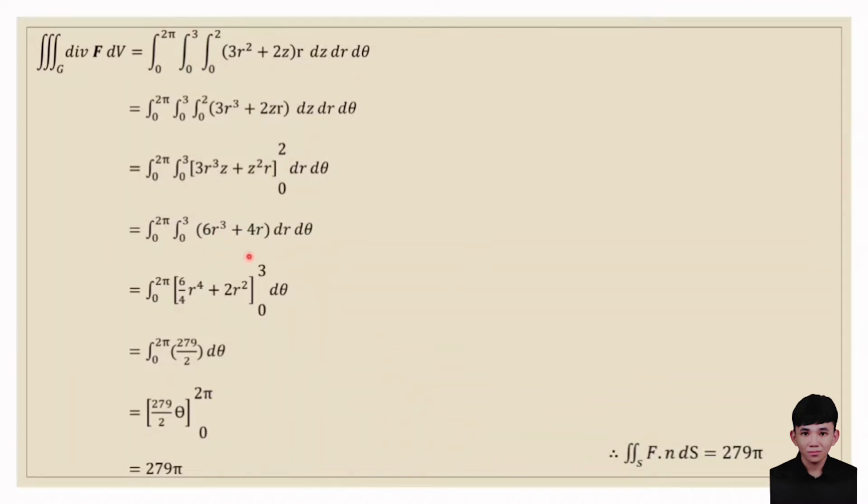Next, we integrate r, so we get 6 over 4 r to the power of 4 plus 2r squared, and then we substitute the value into r, and we get 279 over 2 d theta. Lastly, we integrate theta, and we get 279 over 2 theta, and then we substitute the value into theta, and we get 279 pi. Therefore, the surface integral of vector F dot n dS is equal to 279 pi.